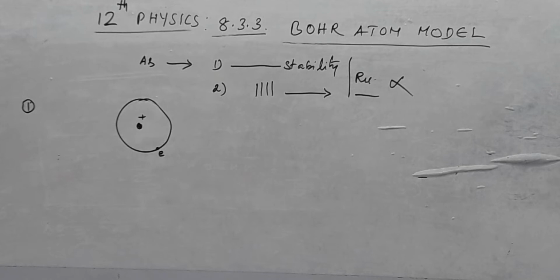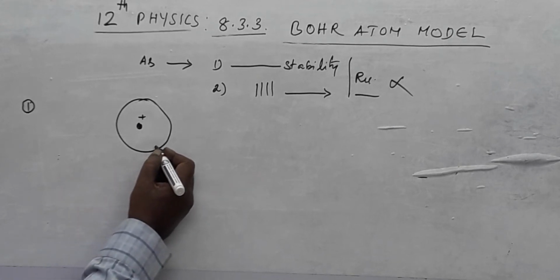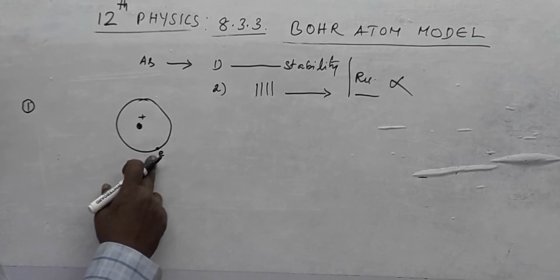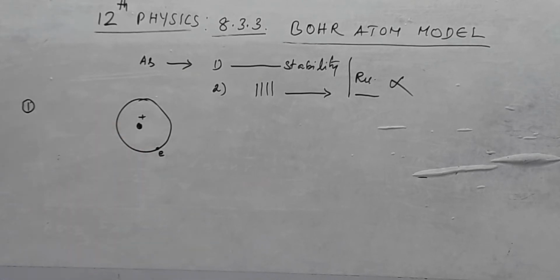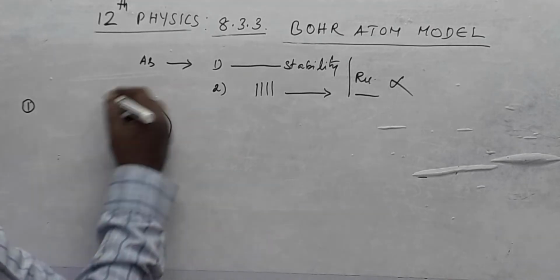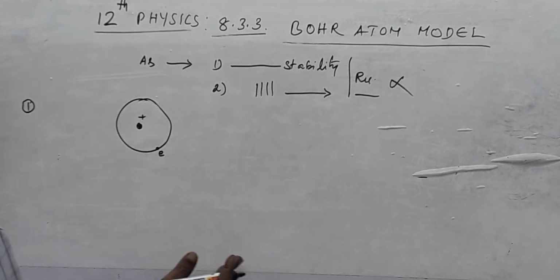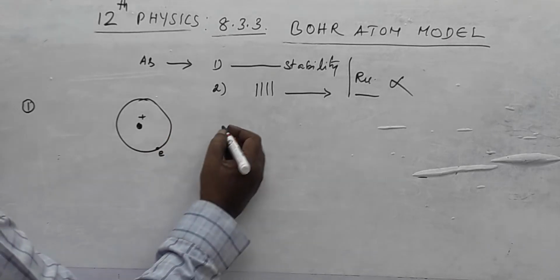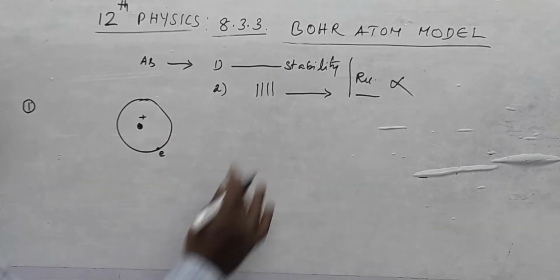According to the electrostatic forces of attraction, these electrostatic forces give the centripetal force to the electron to undergo the circular motion. That's a very important assumption that he suggested as the first hypothesis of Niels Bohr.